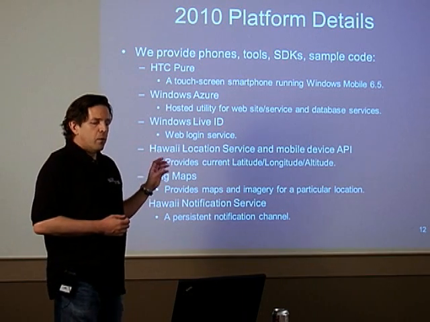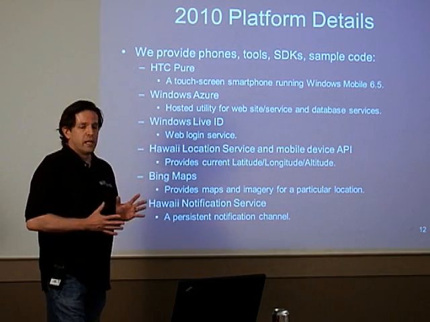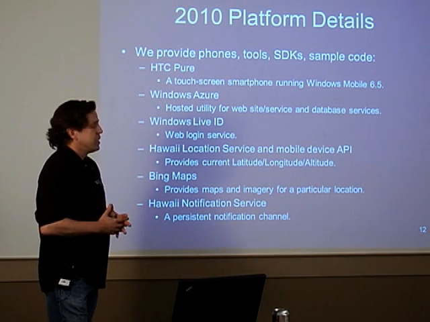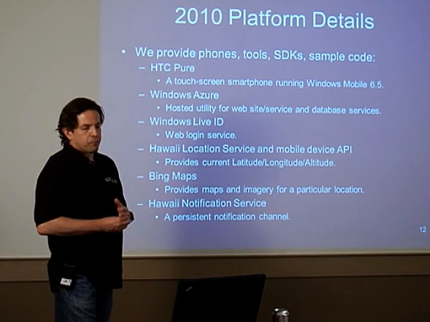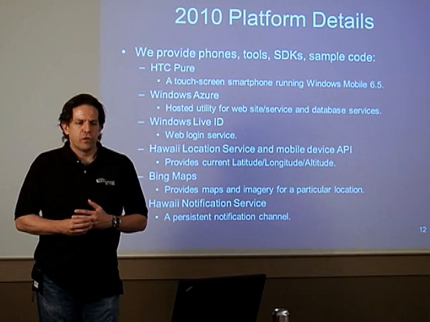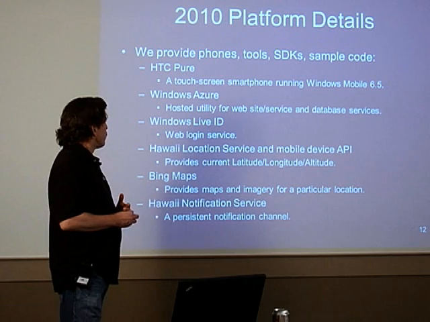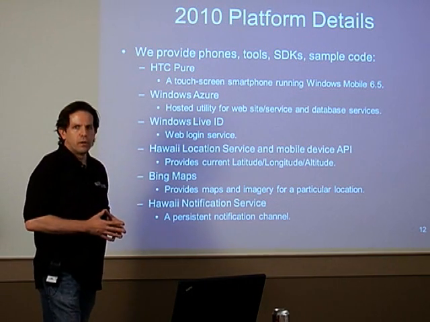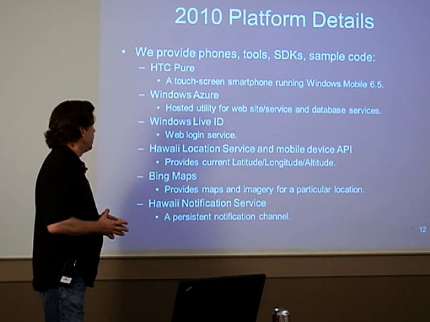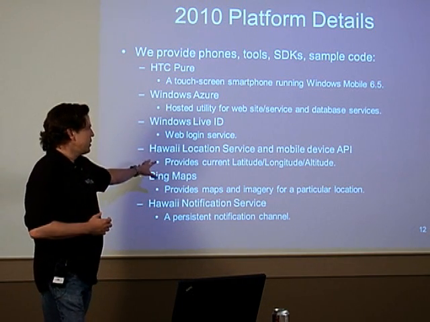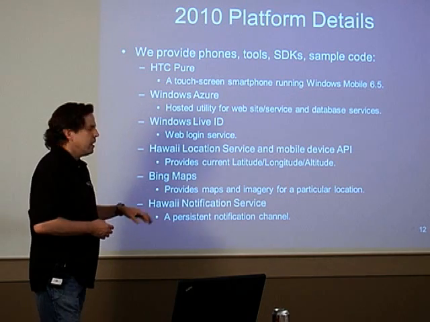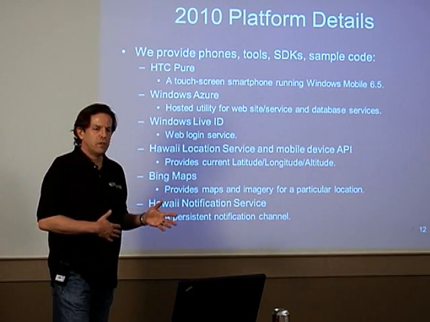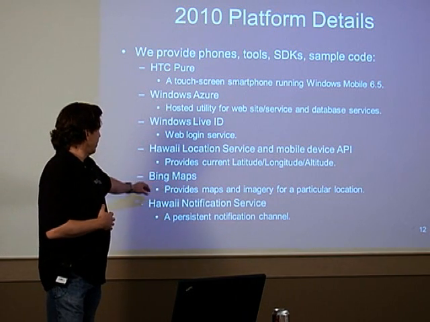But for 2010, we're providing phones, tools, SDKs, sample code. Our phone is an HTC Pure. We also provide Windows Azure access and access to Windows Live ID, which can provide authentication services. Hawaii Location Service and API. That provides the application with its current longitude and latitude. And I'll get into that more in a minute.